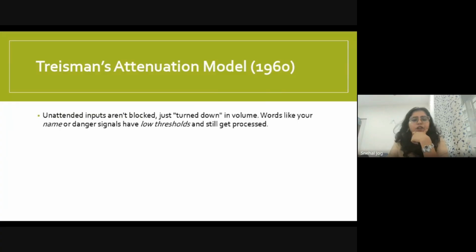Now there is another model, which is Treisman's attenuation model. So what is that about?